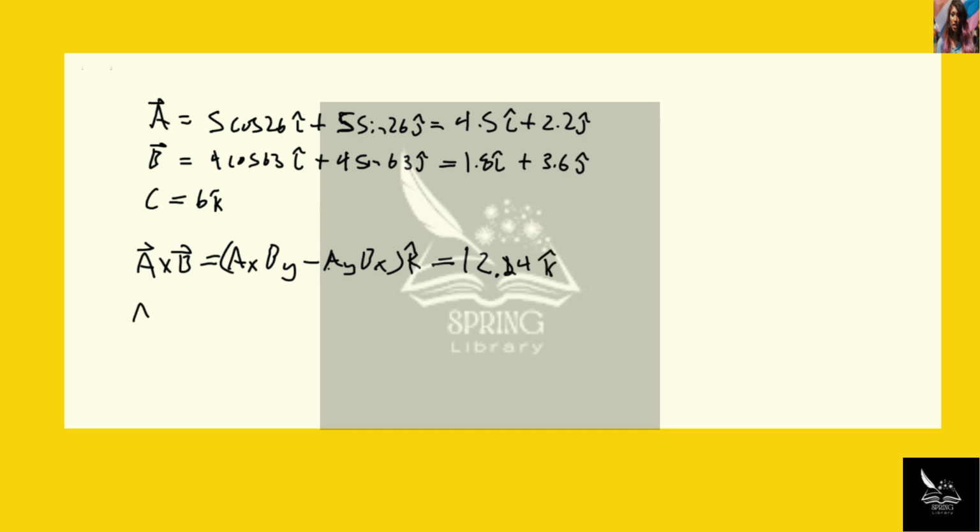And then A cross B dot C will equal 12.24 dotted with C, so that's 6 because they're both in the same direction. And that's 73.44.